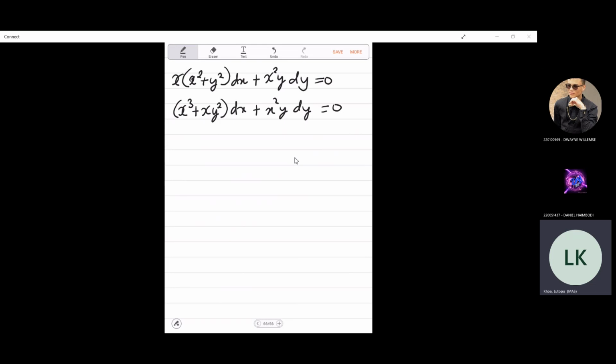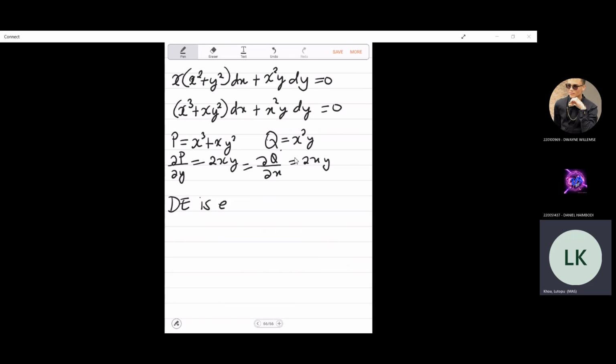Okay, so doing that, we have our p, which is x to the power of 3 plus x y squared, and q is x squared y. So dp dy, this is 2xy, and dq dx, this is 2xy. So now we can see that these two are equal, so our differential equation is exact. And now that we know that it is exact, we proceed to solve it as an exact differential equation.